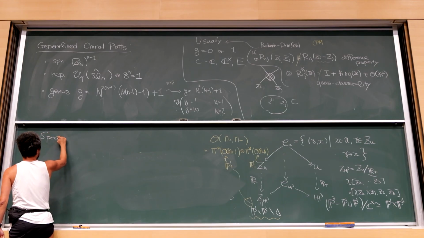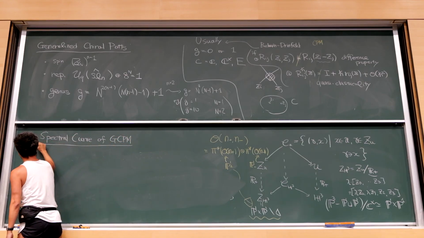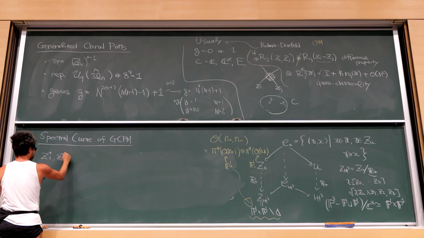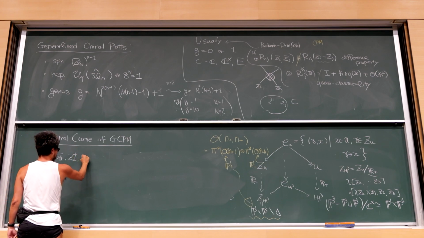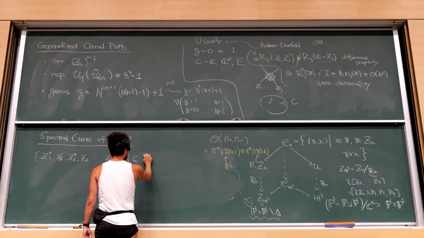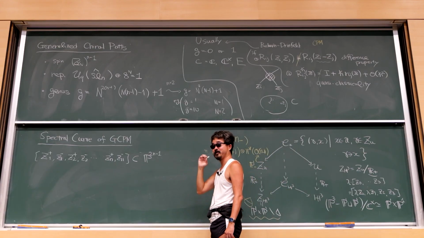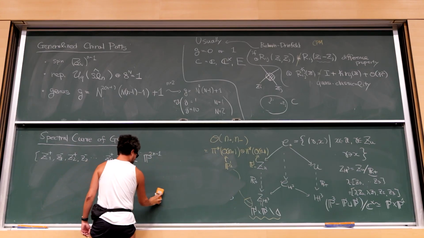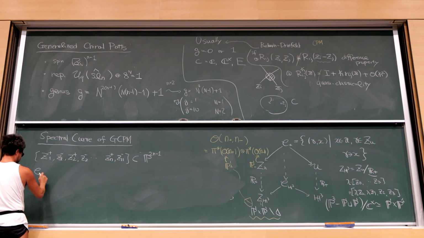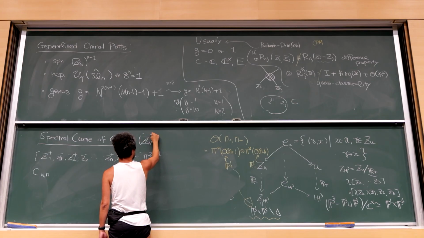So, the spectral curve of the generalized chiral Potts model. Let's prepare some variables: z_1 plus, z_1 minus, z_2 plus, z_2 minus, up to z_n plus, z_n minus. These are homogeneous coordinates inside P^{2n-1}. If you take n equal to 2 in particular, this is P^3, which is already like a twistor space for R^4 or S^4. Inside here is the spectral curve C, labeled by capital N and small n.